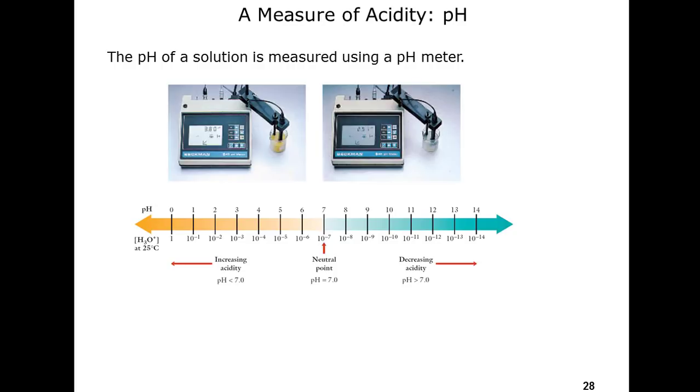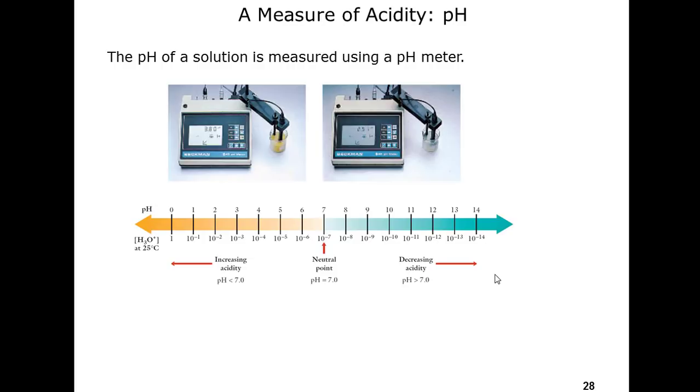As we move to the left on the scale, the H3O+ concentration increases, while the negative log of that concentration, the pH, actually decreases. The converse is true to the right of the scale. As we move to the right, the H3O+ concentration decreases, while the values for the pH increase.